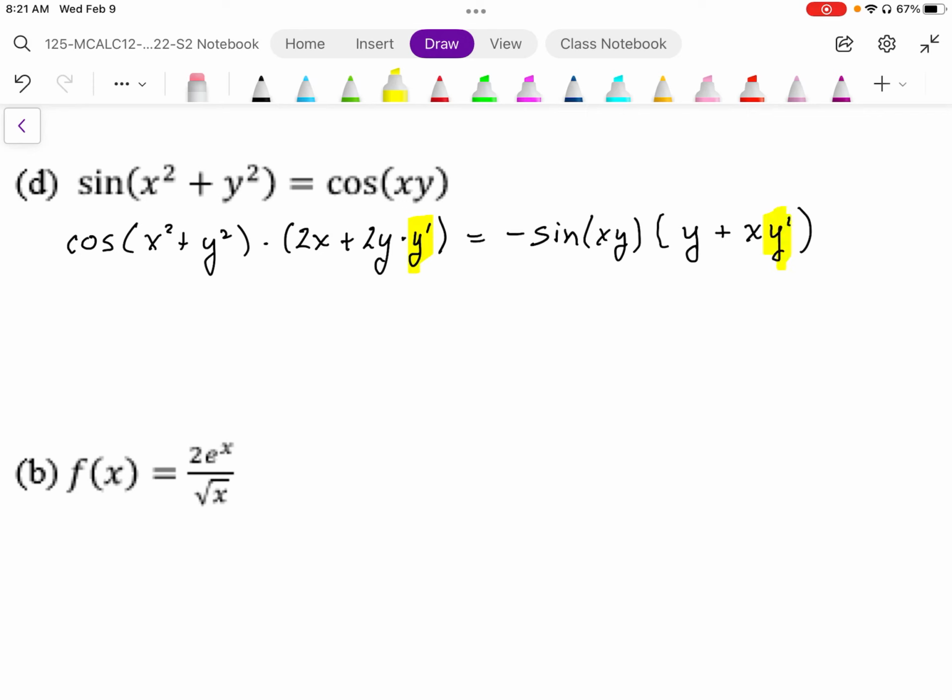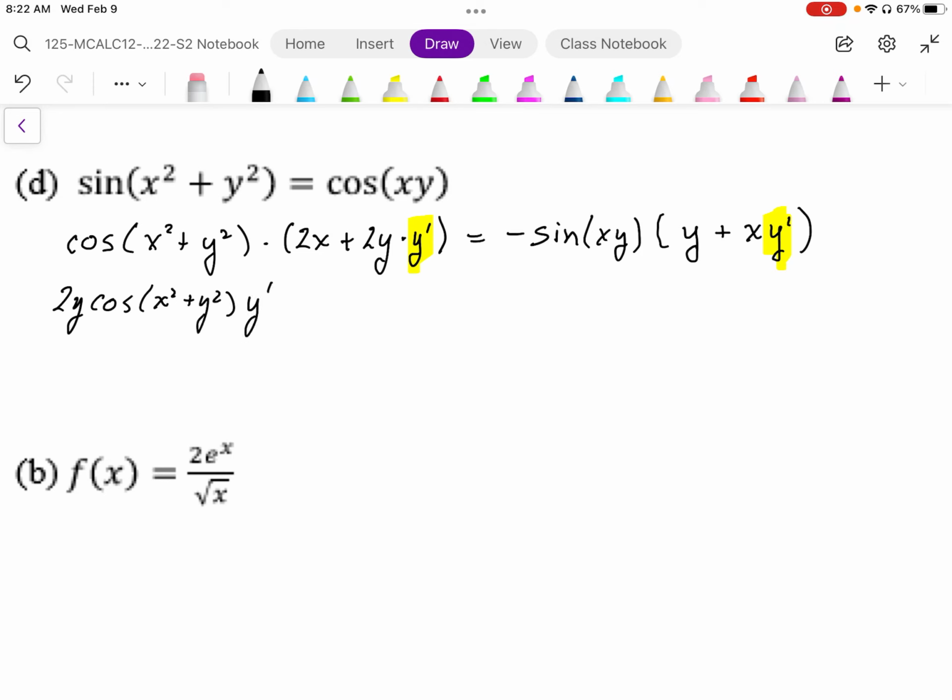What's implied is we want to usually solve for the y prime, so we have an expression for y prime. Although that said, if we need to find a slope, we can just plug in x and y's and then isolate the y prime after as well, whatever might be easier. So I'm going to first of all expand out this bracket and group my y prime. So I get 2y cosine of x squared plus y squared times y prime.